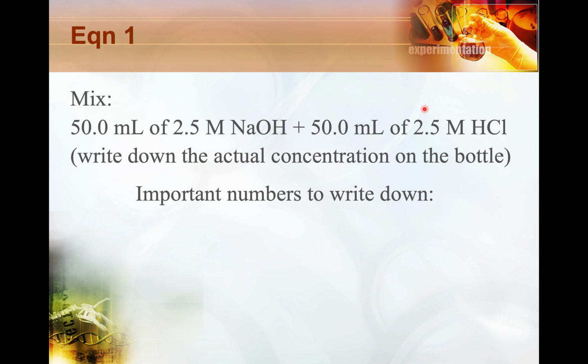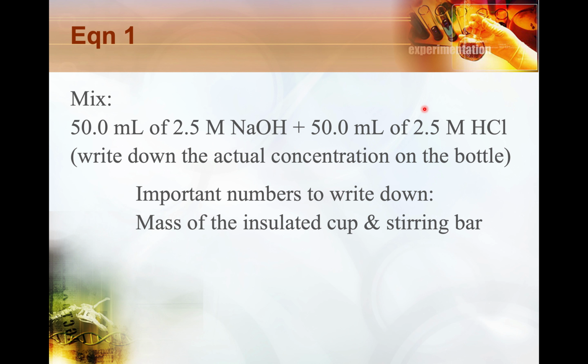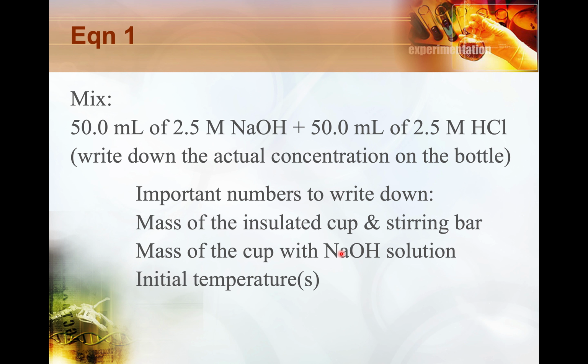The first thing you want to do is get down the mass of the insulated cup and the stirring bar, which is just the mass of the vessel. Then you'll add, in this case, the sodium hydroxide solution first, and you can get the mass of the cup plus this first solution. Then you'll set up your calorimeter and start getting those initial temperatures, because you want to get an idea about what the initial temperature is. To be sure you have a good and accurate reading and that the temperature is stable, you're going to monitor this for a little while before you start the reaction to make sure the temperature is consistent.